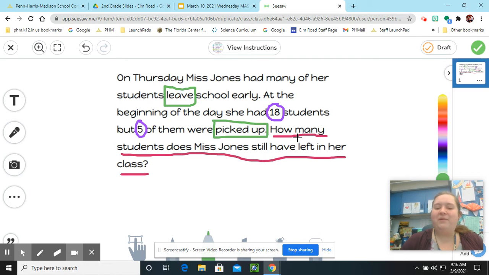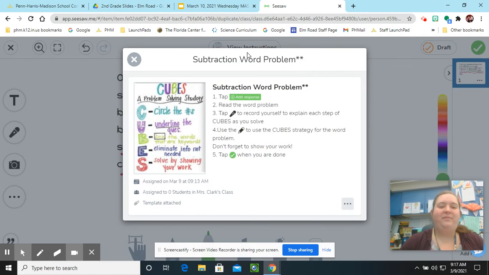And then another keyword I actually found in the question itself, they want to know how many left, okay? How many students does she have left? So when I see a word like left, that's kind of indicating to me that some sort of subtraction is going on. So those are some of the key words that I found in my word story.